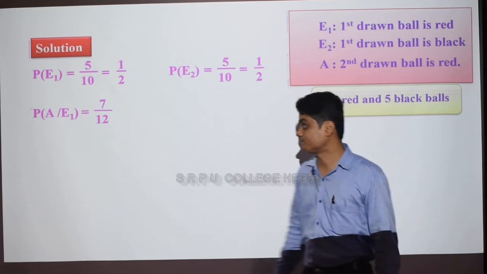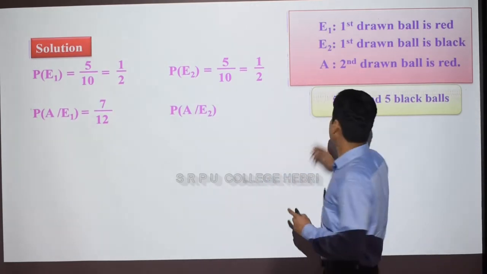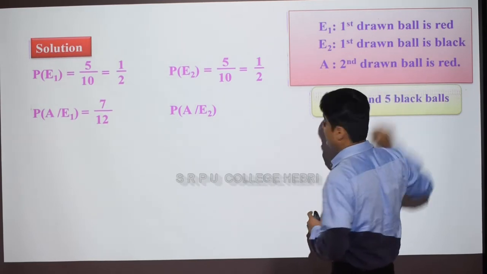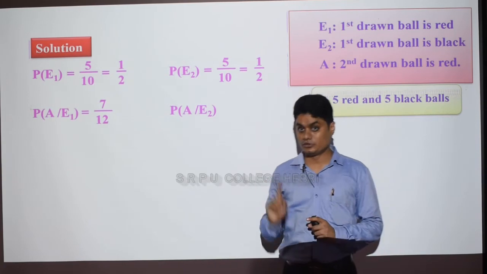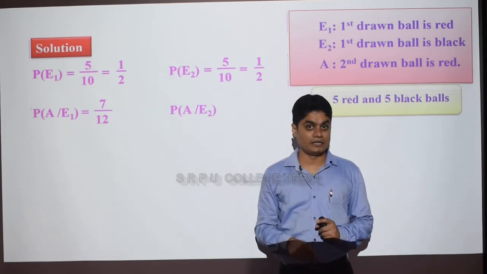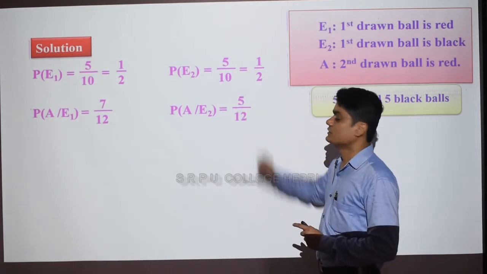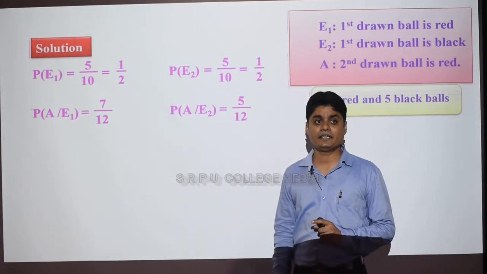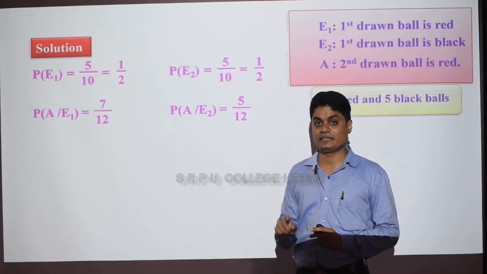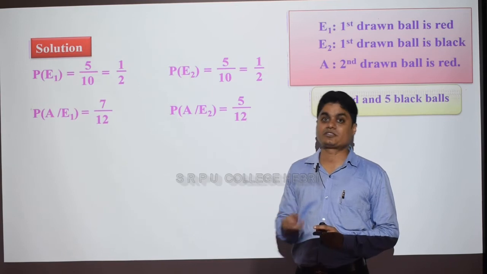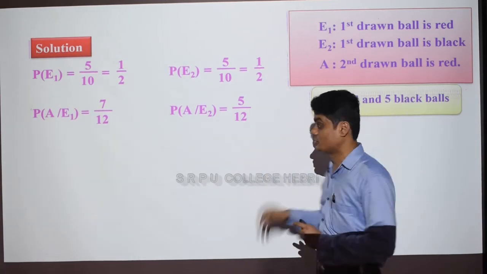Understood? Probability of A given E1 means the probability that the second ball selected is red when the first ball is already known to be red. Next, probability of A given E2: the first drawn ball is black. Once a ball was selected and it came black, noting that, we put two extra black balls into the box. So it is again 5 by 12. Why 5? See, when do we put extra balls? Only if the color is red. When the selected ball is red, the 2 extra balls will be put in the box. But here the selected ball is black, so we do not put extra red balls.